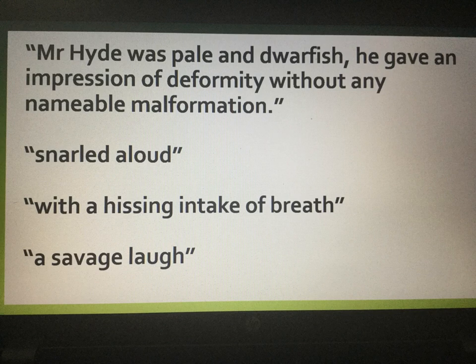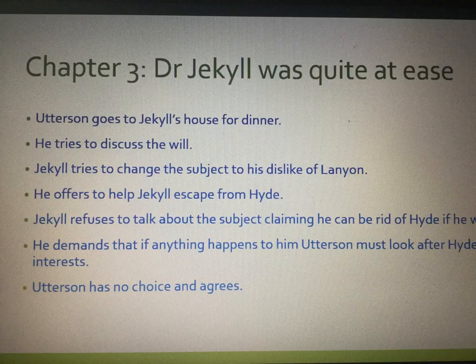I shall move to chapter 3 now, and that is the last chapter I'll analyse in this video. What happens in chapter 3 is basically this. Utterson goes to Jekyll's house for dinner and he tries to discuss the will. Jekyll tries to change the subject to his dislike of Lanyon. Utterson offers to help Jekyll escape from Hyde. Jekyll refuses to talk about the subject, claiming he can be rid of Hyde if he wants. He demands that if anything happens to him, Utterson must look after Hyde's interests, and Utterson has no choice and agrees.